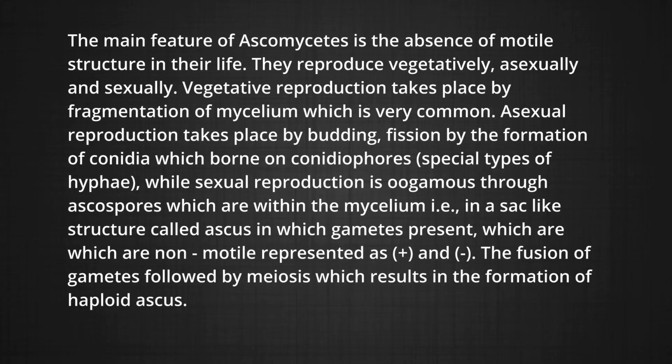Vegetative reproduction takes place by fragmentation of mycelium, which is very common. Asexual reproduction takes place by budding, fission, and by the formation of conidia, which are borne on conidiophores, a special type of hypha, while sexual reproduction is oogamous through ascospores, which are within the mycelium, that is in a sac-like structure called an ascus, in which gametes are present, which are non-motile, represented as either positive plus or negative minus.